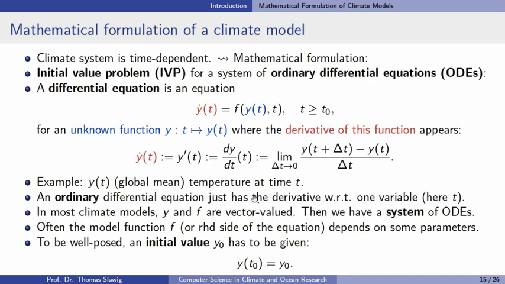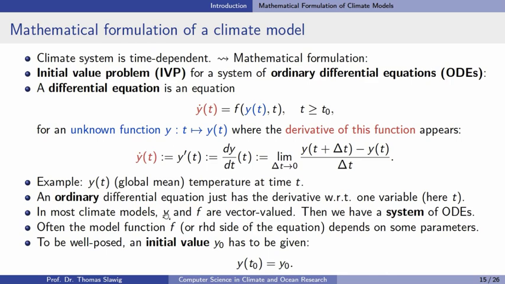Ordinary differential equation means that we have just one derivative, so a derivative with respect to one variable. Here it's t, the time. In climate models later on, we will also have spatial derivatives because we have a spatial distribution of effects. Then we will have a partial differential equation, but this is not our topic up to now. So this is an ordinary differential equation, ODE.